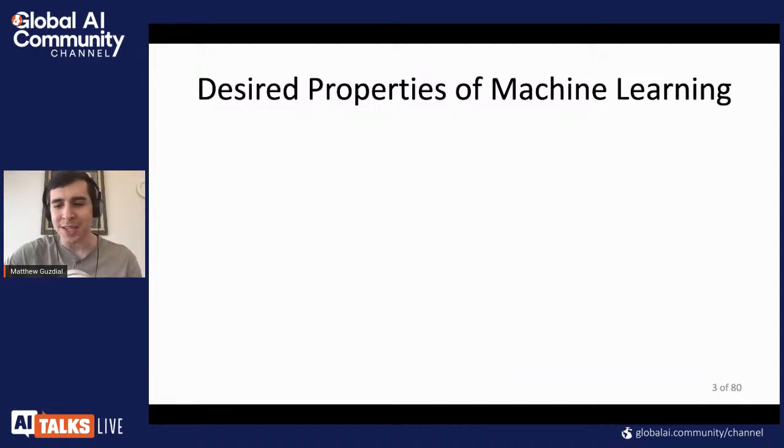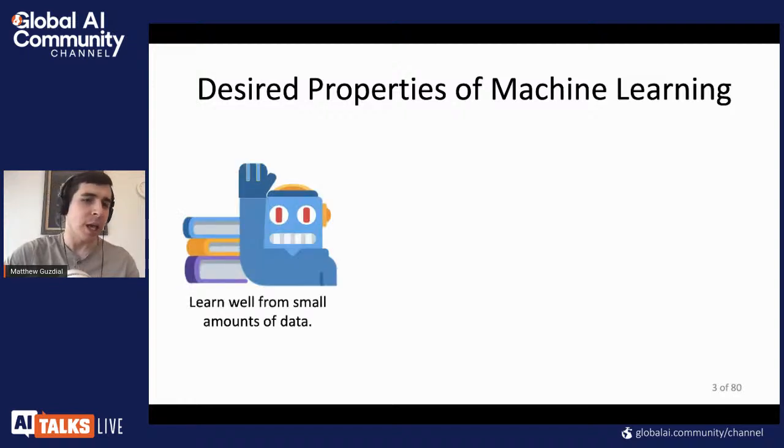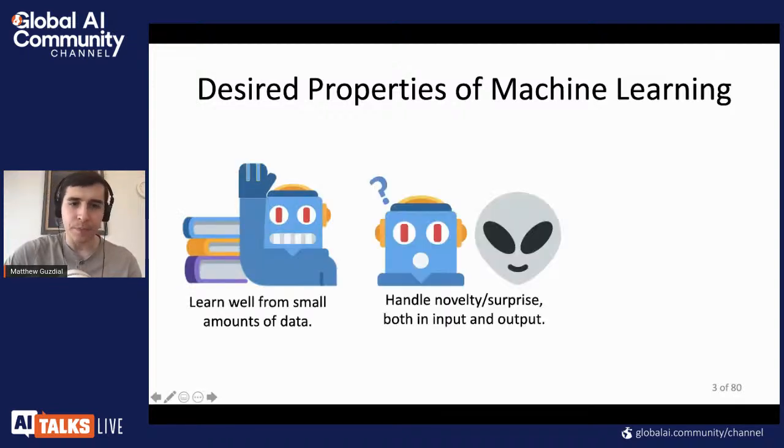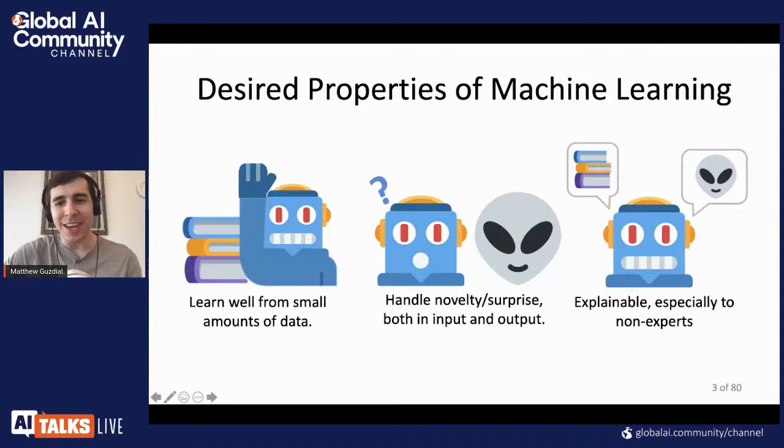We can think about some desired properties we would ideally like to see in machine learning. These might be things like learning well from small amounts of data, the ability to handle novelty and surprise, both in terms of its input and its output, so being able to intelligently respond to things outside of the training set, and the ability to be explainable, especially when it comes to non-experts, as most of the people who are going to be interacting with deployed machine learning systems are not machine learning experts.